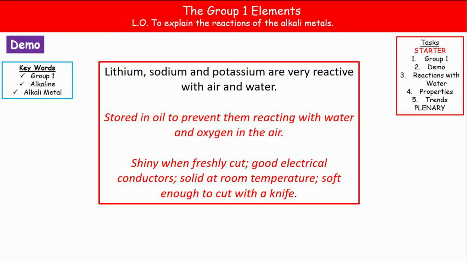Now, in terms of how we store the alkali metals, then they're actually stored in glass jars which are filled with paraffin oil. And the reason that we store them in oil, so they'll float around in there, is because it prevents them then reacting with the oxygen and the water that's present in the air. If we just put them in a jar with air, they'd react with the oxygen and the water in the air, and that wouldn't end well. So we store them in oil to prevent the reaction with the water and the oxygen in the air.